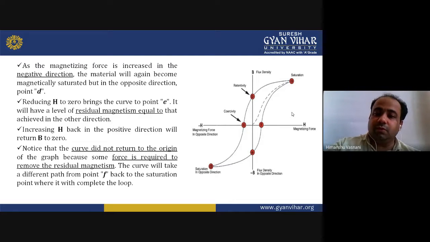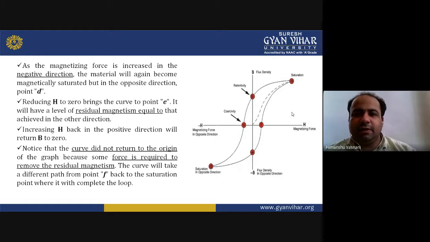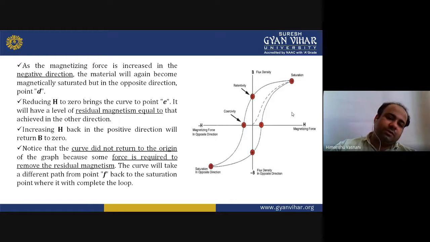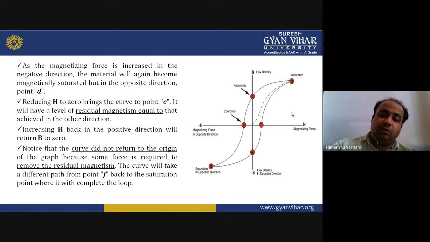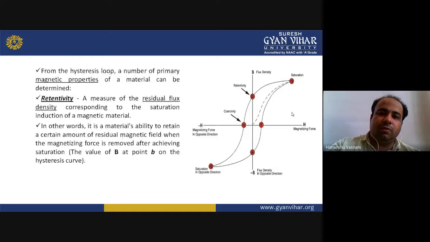Okay, so each point has its own importance. Saturation has its own importance, as it has reached the maximum alignment. Then retentivity has its own importance, then coercivity. If you go ahead to point D, it is a saturation point, but in the opposite direction. Then E has its own importance, F has its own importance. So you can see how the loop gives you the different values.